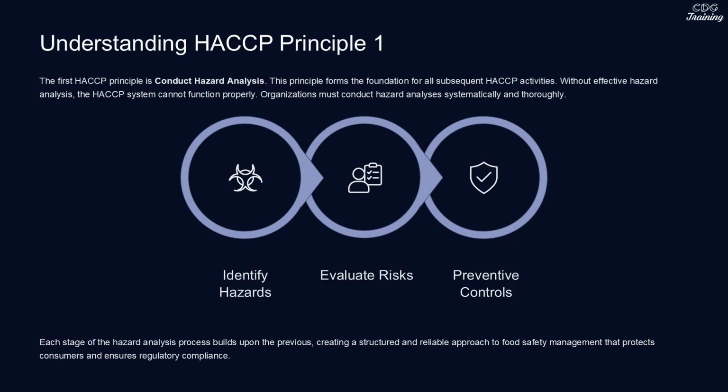The first HACCP principle is Conduct Hazard Analysis. This principle forms the foundation for all subsequent HACCP activities. Without effective hazard analysis, the HACCP system cannot function properly. Organizations must conduct hazard analyses systematically and thoroughly. Each stage of the hazard analysis process builds upon the previous, creating a structured and reliable approach to food safety management that protects consumers and ensures regulatory compliance.